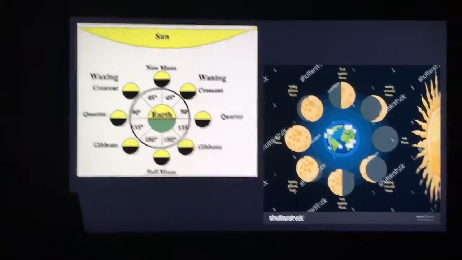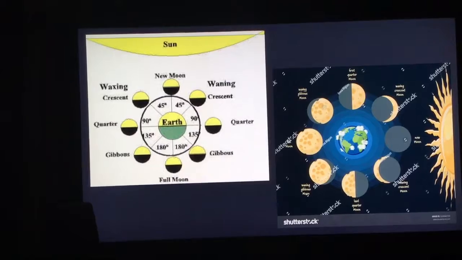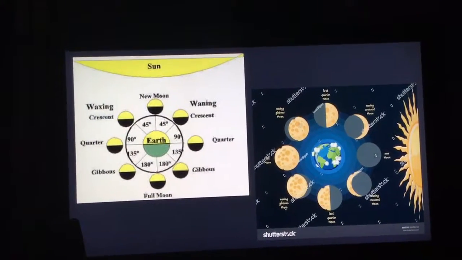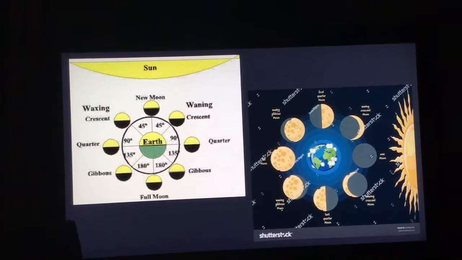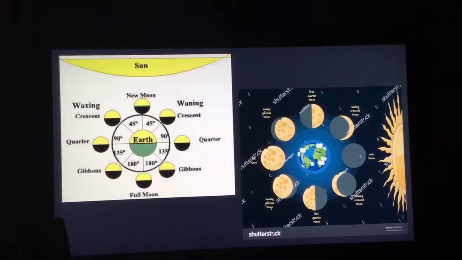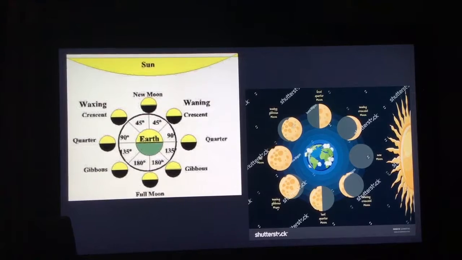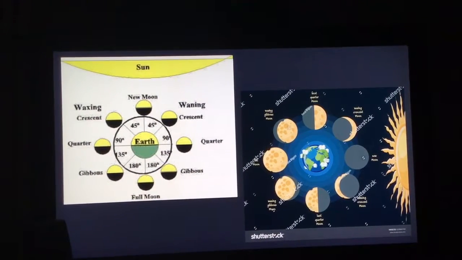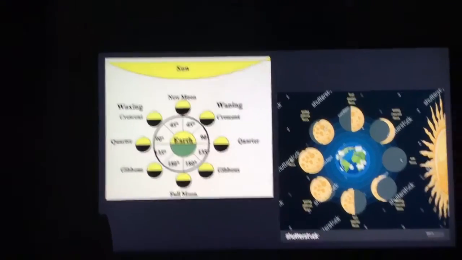So then right after new moon, it's a waxing crescent. And then a first quarter, and then it is a waxing gibbous, and then it is a full moon, then it is a waning gibbous, a last quarter moon, a waning crescent, and then it repeats itself all over.